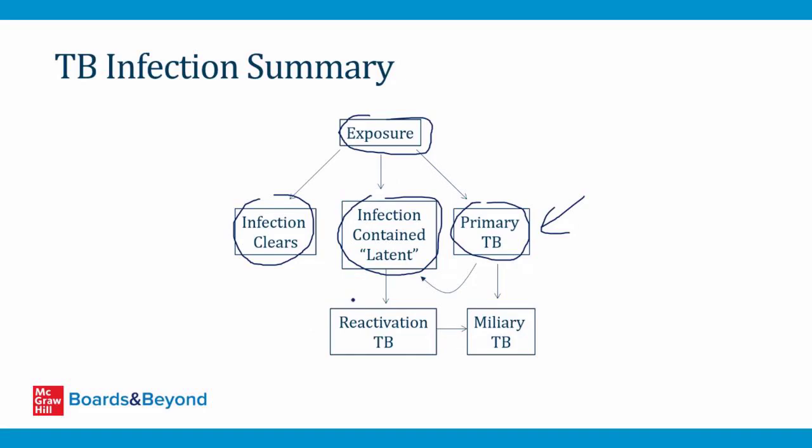But then some patients years later will have reactivation of that latent infection. This often occurs in the setting of immunocompromise, and this will lead to another active lung infection that is reactivation TB. And then primary or reactivation TB, either of these two forms of active lung infection, can potentially spread hematogenously throughout the body, and that's called miliary tuberculosis.